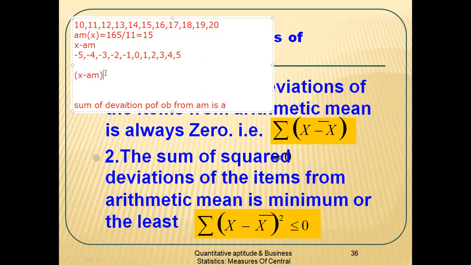If I square, what are the values? Minus 5 squared is 25. You will get a positive number. Then 16, 9, then again 4, then 1, then 0, then again 1, 4, 9, 16, 25. These are the numbers you get. Now when I sum up all these, what is the total?